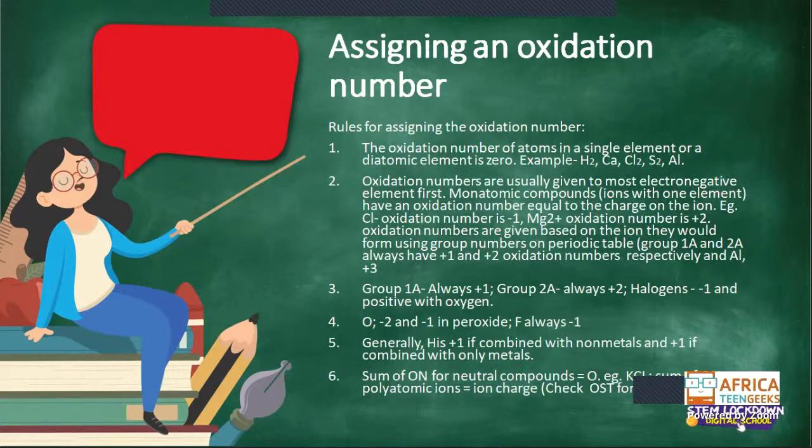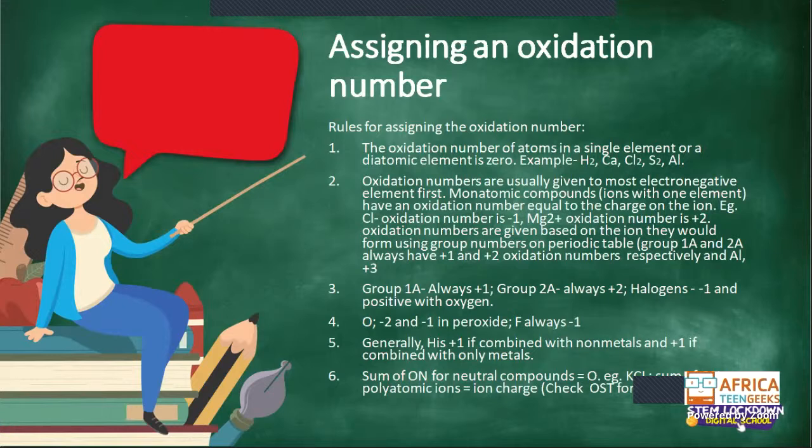Okay, oxidation numbers are given based on the ion they would form using group numbers on the periodic table. Do you guys understand what it means when it talks about the groups on the periodic table? The groups on the periodic table play a very big role when it comes to oxidation numbers, or even redox reactions. They're very important, but I'm going to show you guys later on as we continue.